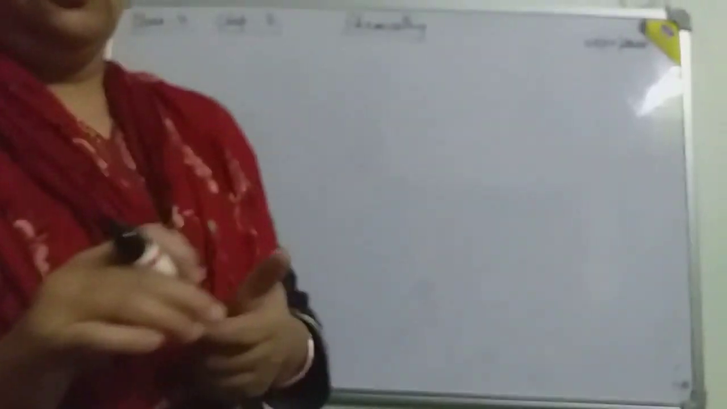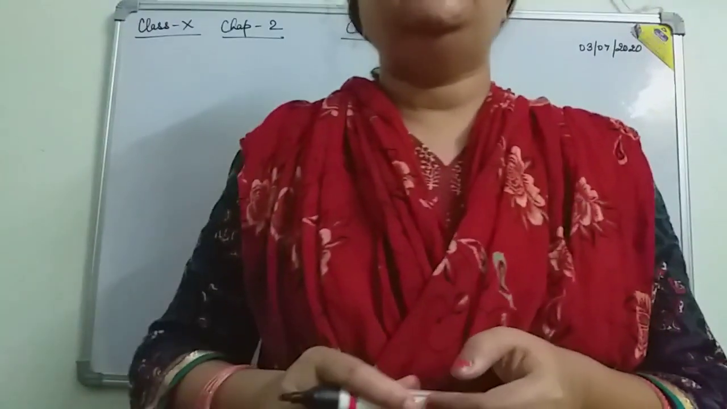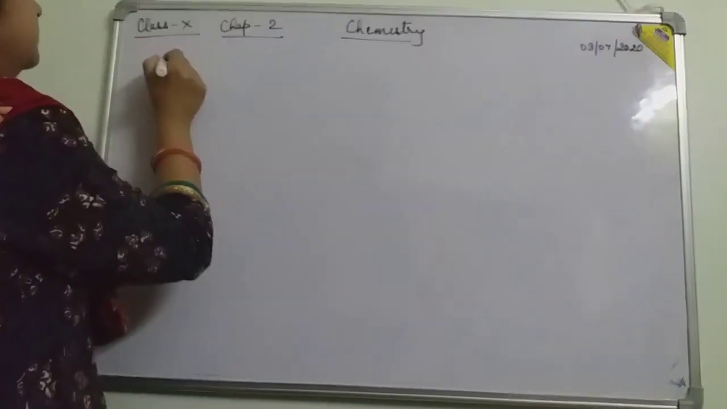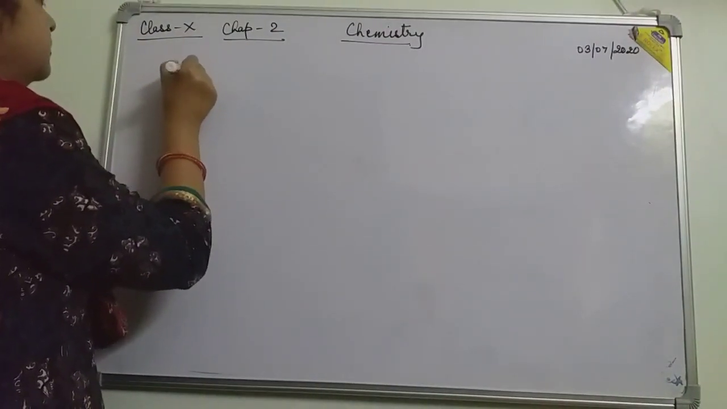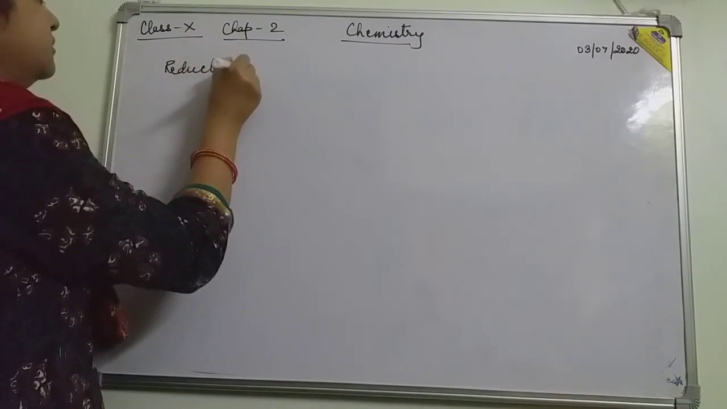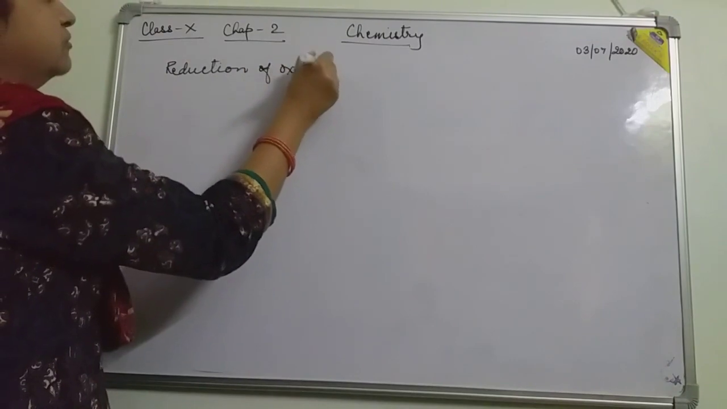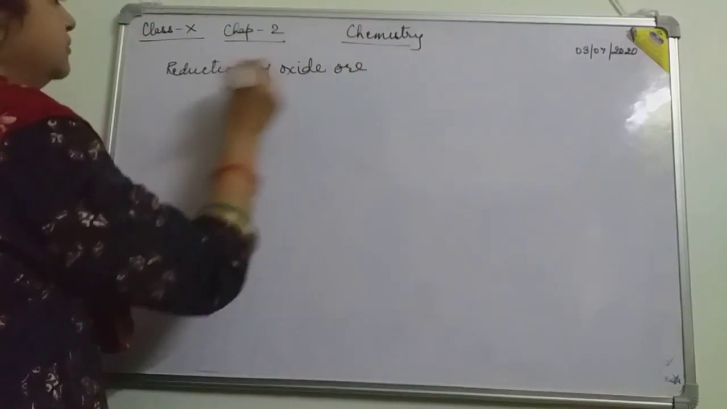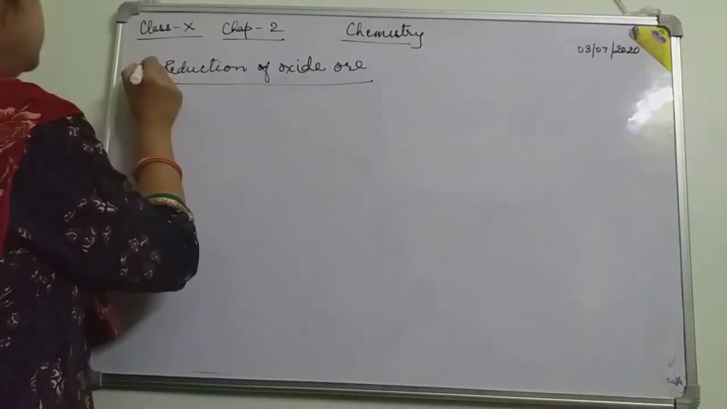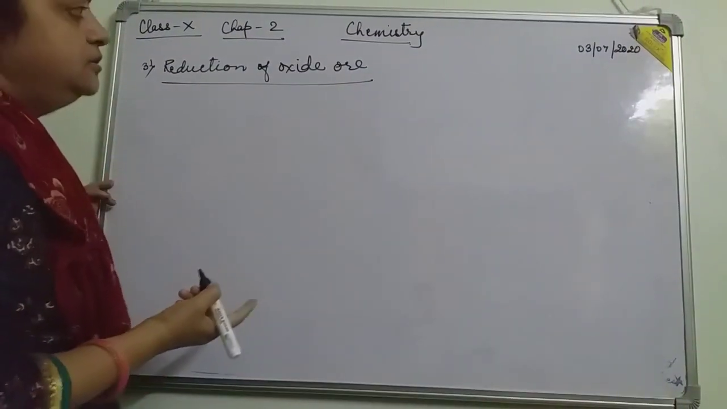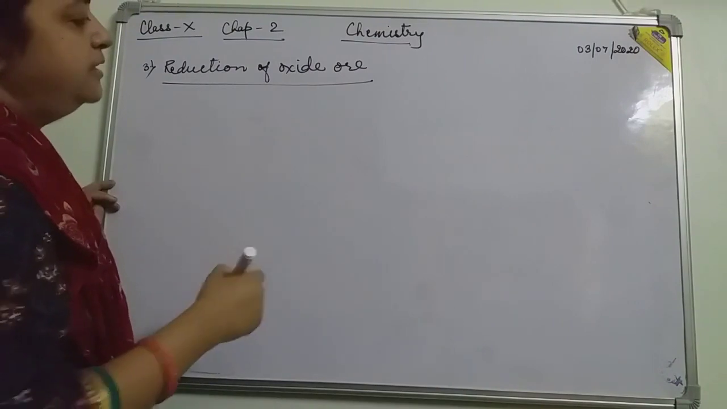In the previous video we discussed the reduction process. To continue with the reduction process, this is the third process: reduction of oxide ore. Change of oxide ore into its metallic form.